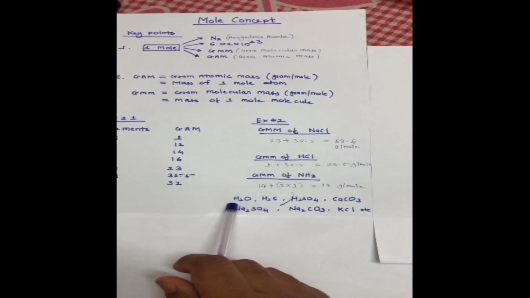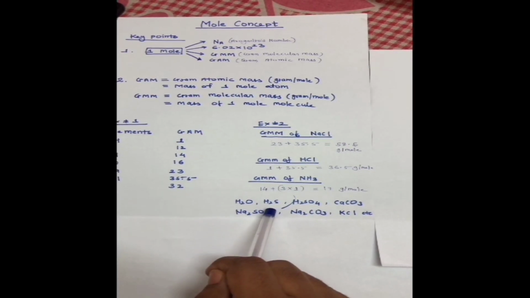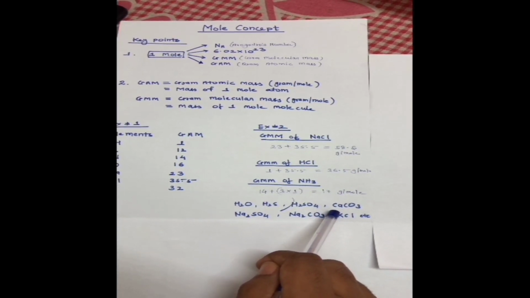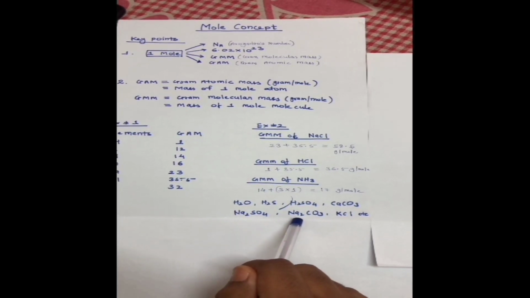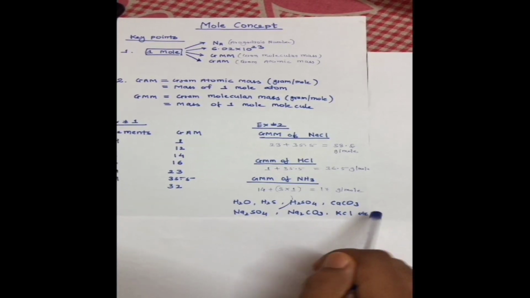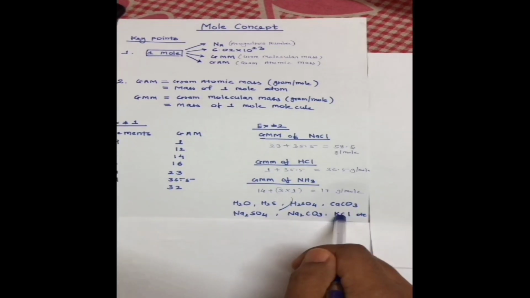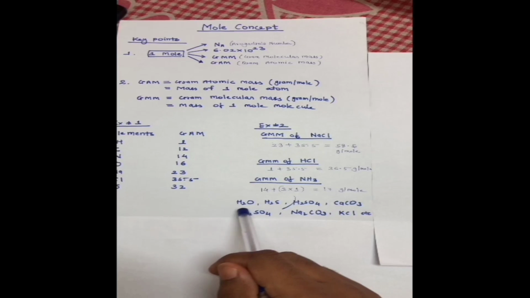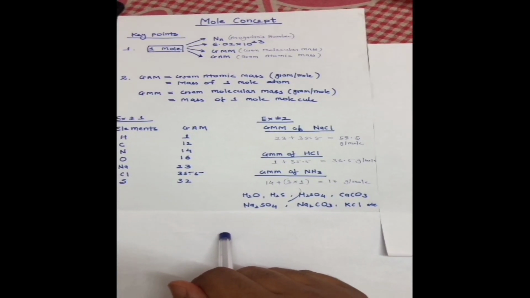For your practice, you can calculate gram molecular mass of H2O, H2S, H2SO4, calcium carbonate, that is CaCO3, sodium sulfate, that is Na2SO4, sodium carbonate, that is Na2CO3, KCl, etc. There are so many salts, compounds, elements. With their help you can calculate gram molecular mass, or you can practice for gram atomic mass.